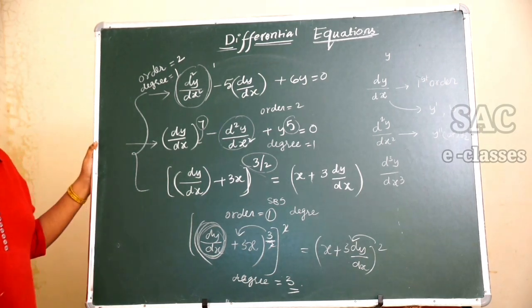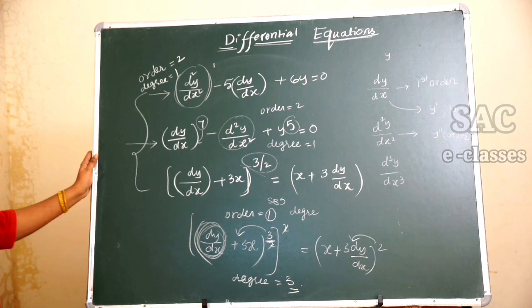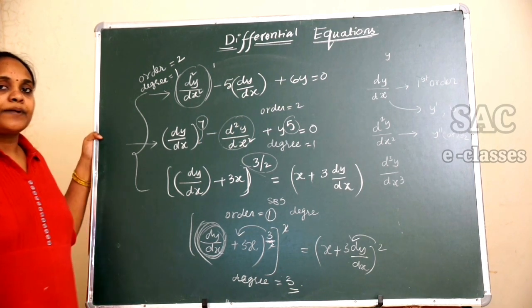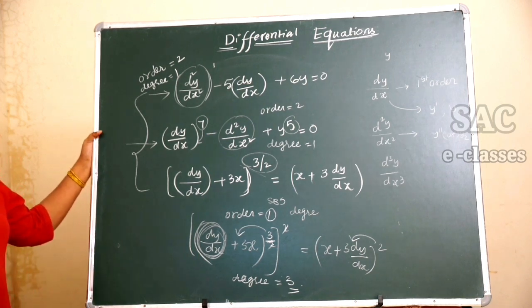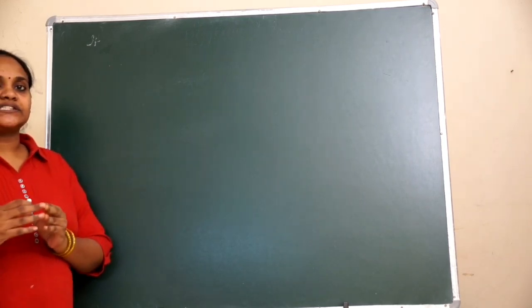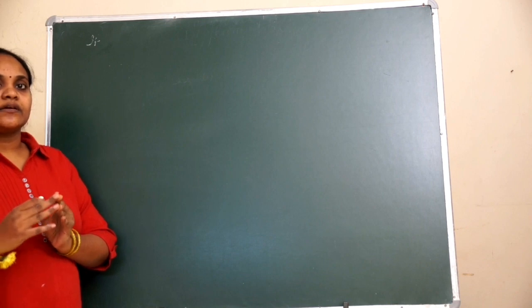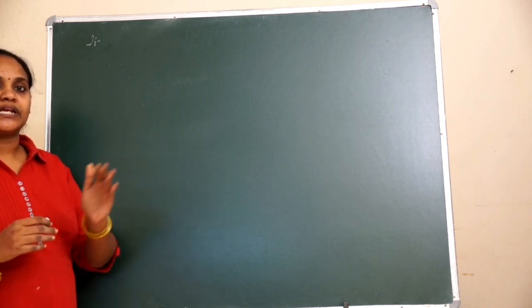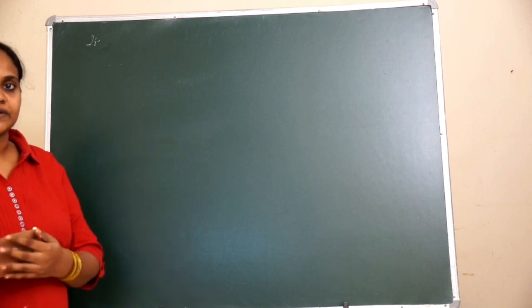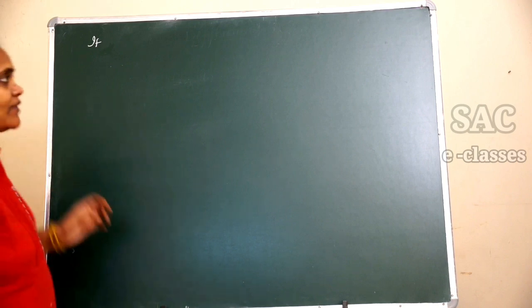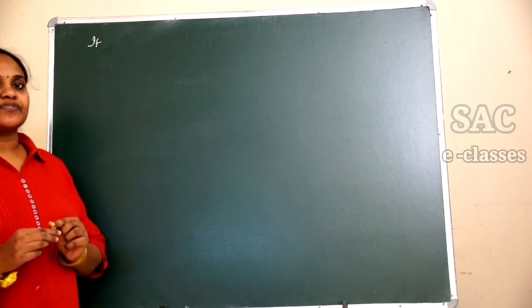Let's move to our actual topic. In what way this degree and order concept has been given in the previous years and even in recent years of AMCET and JEE Mains. If K and L are respectively the order and degree of the differential equation whose general solution represents the family of circles of constant radius, then K square plus L square is? This is the problem they have asked in the recent year of AMCET.